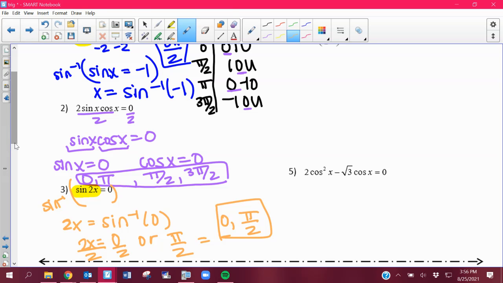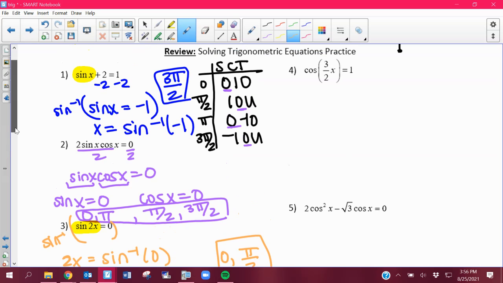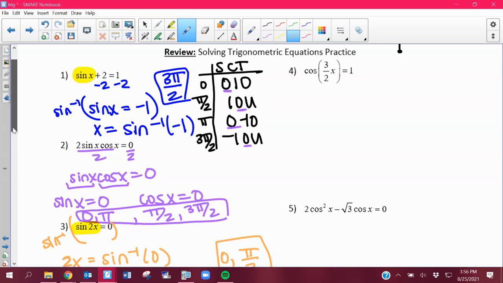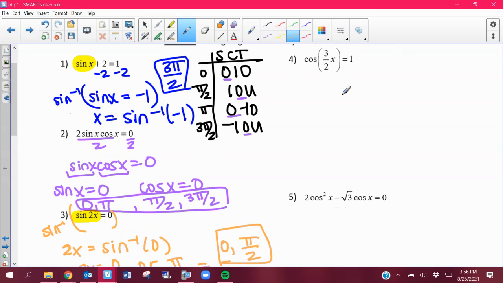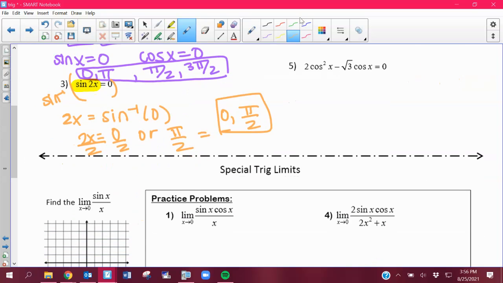Okay, so notice we're getting a lot of the same types of answers on these. As long as you can go forwards and backwards, you're doing a good job. Okay, I'm actually going to skip number 4. It has the same idea as number 3. If you wanted to try this one on your own, the answer is 0 and 4 pi over 3. But I did want to look at number 5 because this one looks a little bit scary.